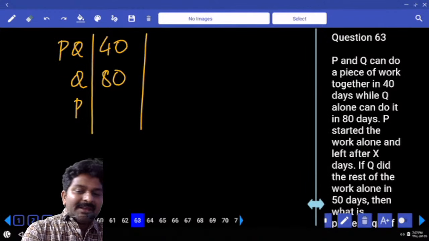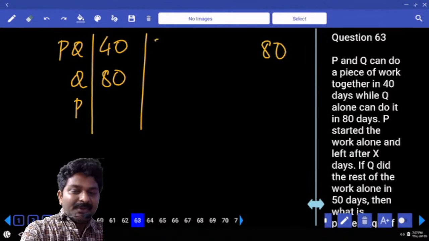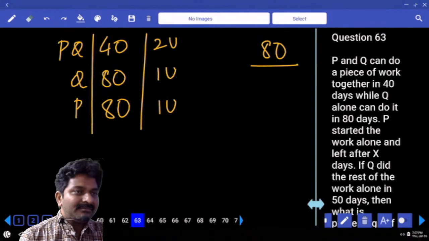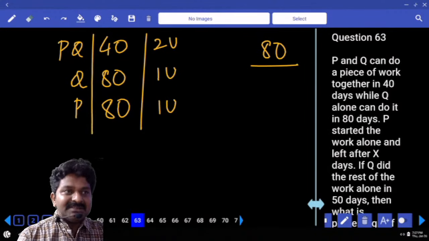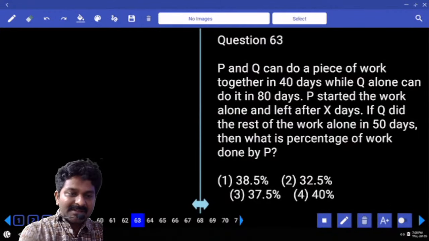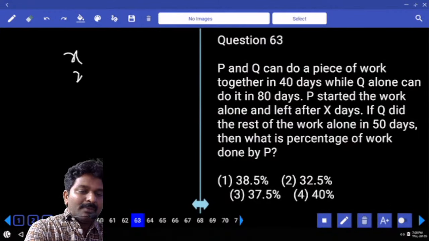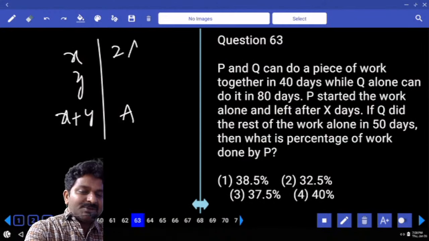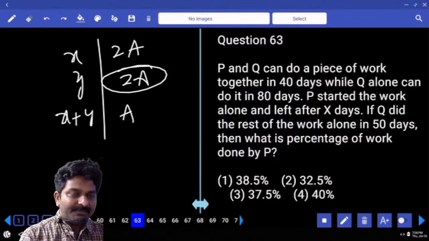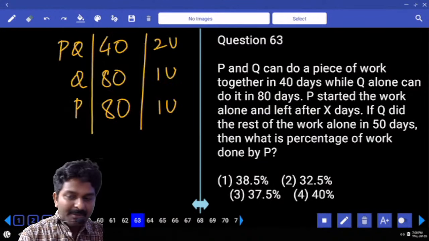P, LCM is 80. Both together 2 units. Q alone 1 unit. P alone 1 unit. Divided by 1 will give you 80. This is unnecessary calculation which is not required. If you can remember like this: if you have two members and together can do it in A, this guy also will be 2A. Can you do it? Remember this.